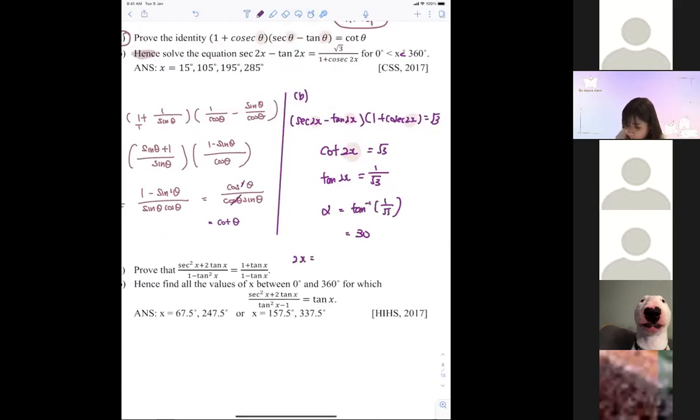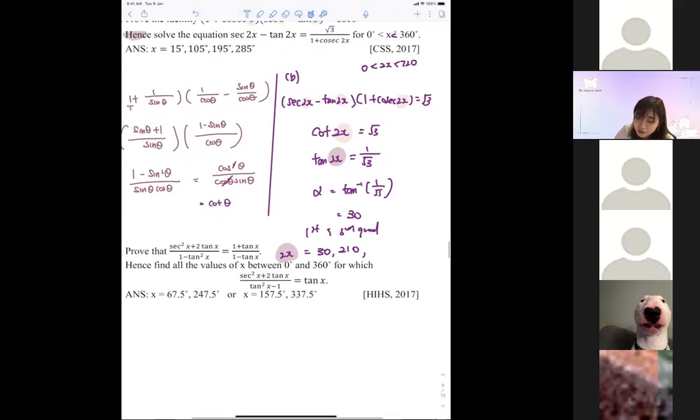2x will be, this is in the first and third quadrant. So let me write down first. First and third quad. So 2x, don't forget, whatever angle, this is 2x, you copy 2x. First quadrant 30, third quadrant is 210. Not done yet. This is 2x, check your domain. Then, for 2x, it is 0 to 720.